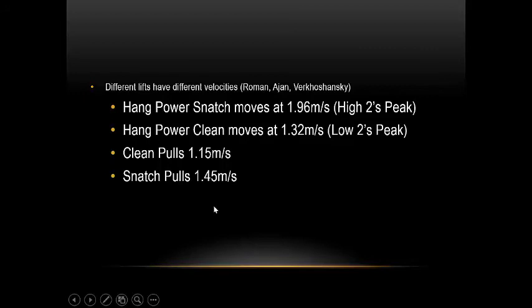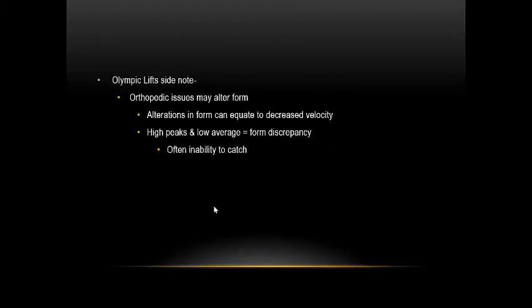Now, clean pulls and snatch pulls we're dealing with whenever somebody is trying to overload the movement. And those are listed at 1.15 and 1.45 meters per second. What's the difference? It is the grip, the snatch grip versus the clean grip.